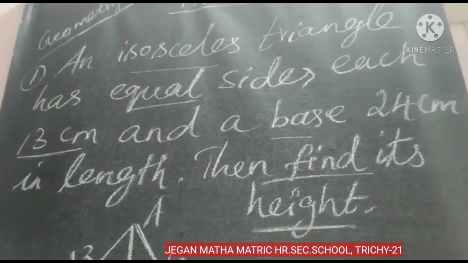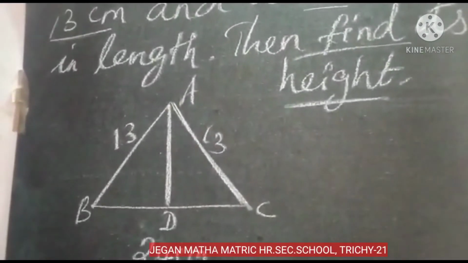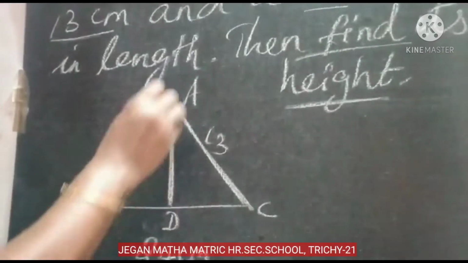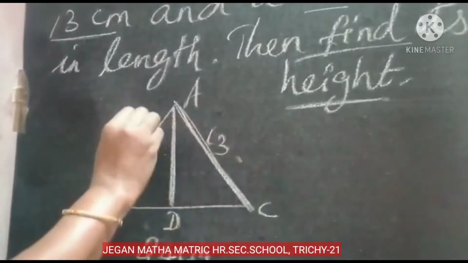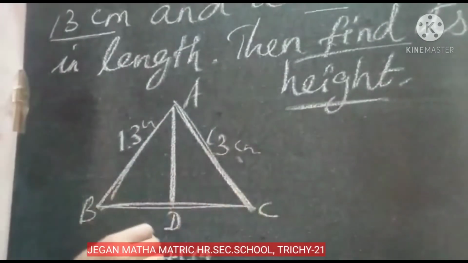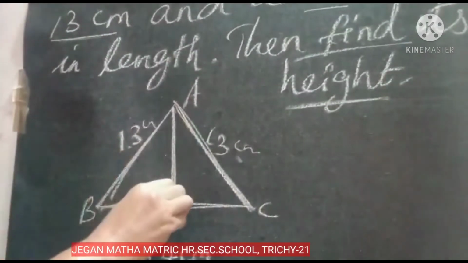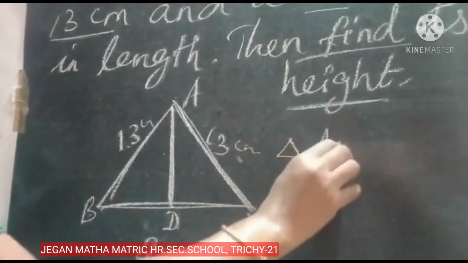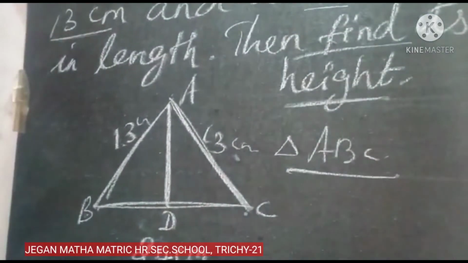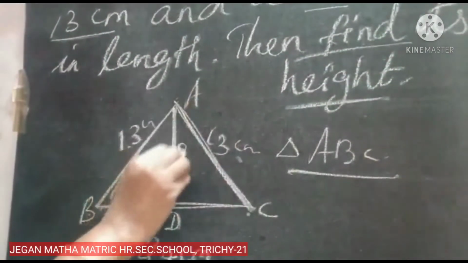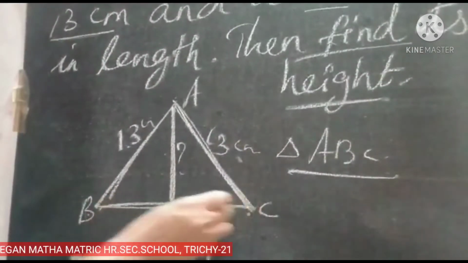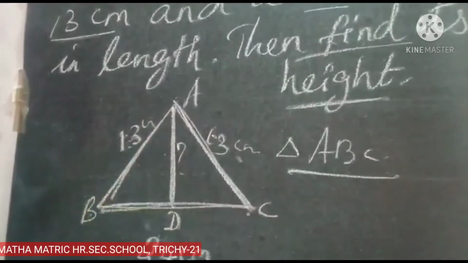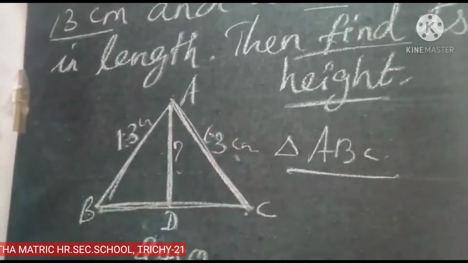See this picture, you have to just draw the picture. By using the given information, you have to draw the isosceles triangle ABC. Here both sides are equal, 13 centimeter and 13 centimeter. The base is 24 centimeter. So this is the height, that is AD. In this triangle you have to find out AD, the height of the triangle only. The base is already given, 24 centimeter, and the two equal sides are 13 centimeter each.